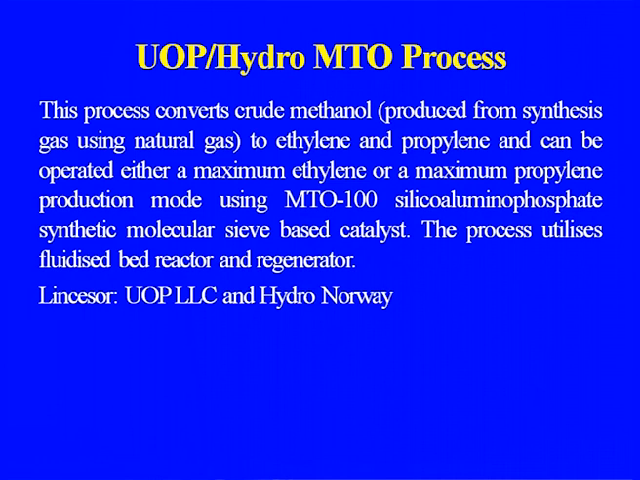UOP hydro-MTO process. This process converts crude methanol produced from synthesis gas using natural gas to ethylene and propylene, and can be operated in either a maximum ethylene or a maximum propylene production mode using MTO-100 silico-aluminophosphate synthetic molecular sieve based catalyst. Again, this is a proprietary catalyst. The process utilizes a fluidized bed reactor and regenerator. So, this is the UOP hydro methanol to olefin process. The choice depends upon whether we are interested in ethylene or propylene, so that it can be operated in both modes, or it may be 1:1.